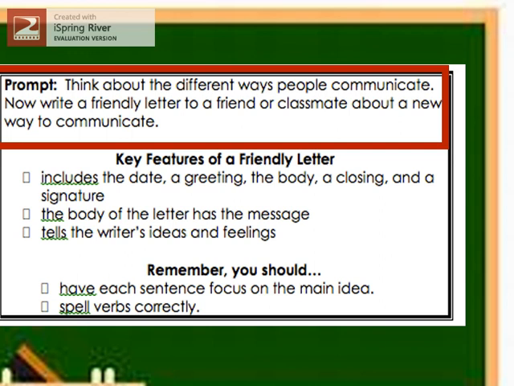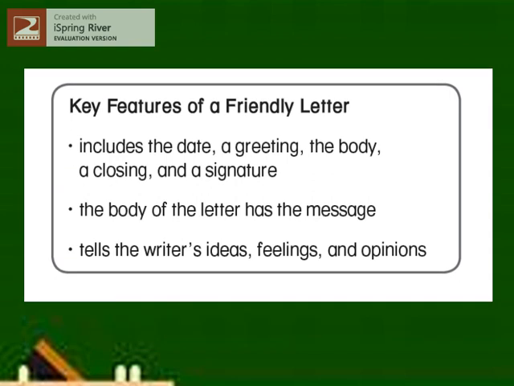We need to think about the different ways people communicate. Now, write a friendly letter to a friend or classmate about a new way to communicate. Remember the key features of a friendly letter. It includes the date, a greeting, the body, a closing, and a signature. The body of the letter has the message. It tells the writer's ideas and feelings. Remember, you should have each sentence focus on the main idea. Spell verbs correctly. Don't forget the key features of our friendly letter.